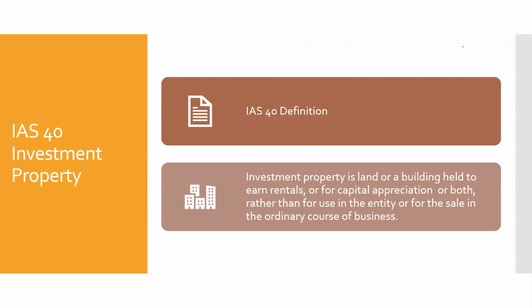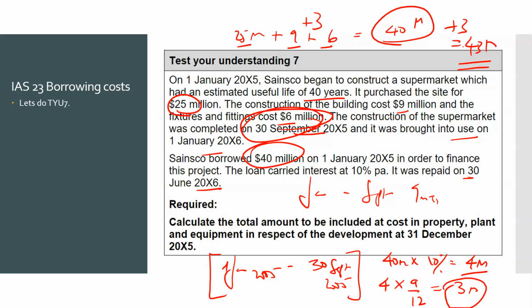Right, great stuff, and that's really the end of that video, that section on borrowing costs, and I believe we might be moving on to the last part of the chapter, which is on investment property, IAS 40. Okay, see you in that video.